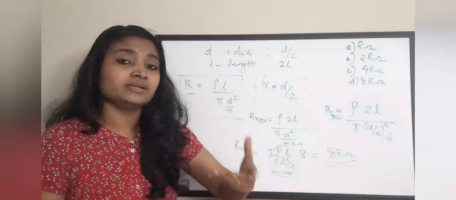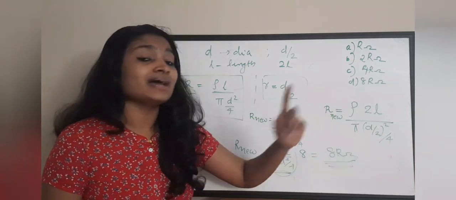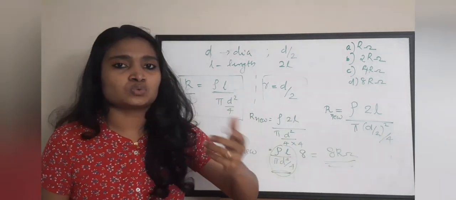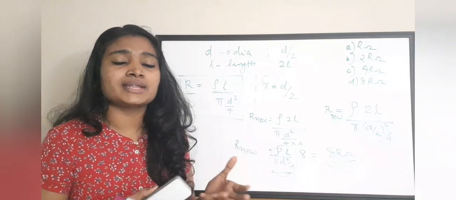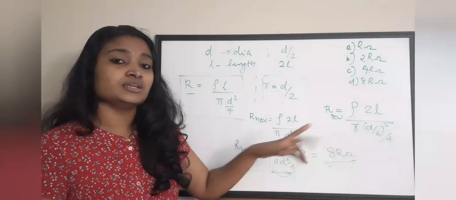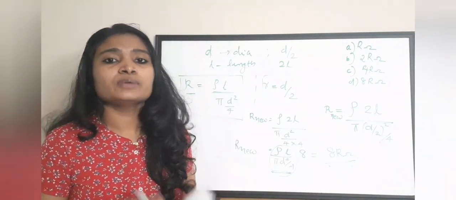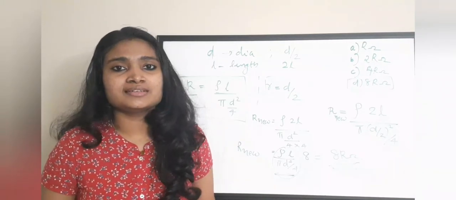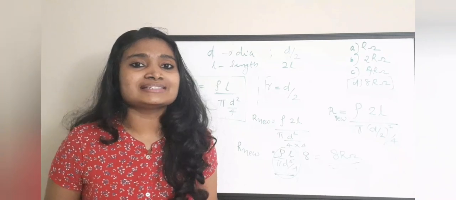Now R new is obtained by increasing the length to 2L and reducing the diameter of the conductor to d by 2. If you increase the length by 2 times and reduce the diameter by half, then the resistance is affected like this. The new resistance will be 8 times your original value. The correct answer for this question is option D, 8R ohms. Now let us see what the next question is.